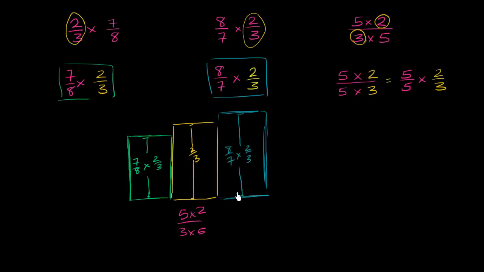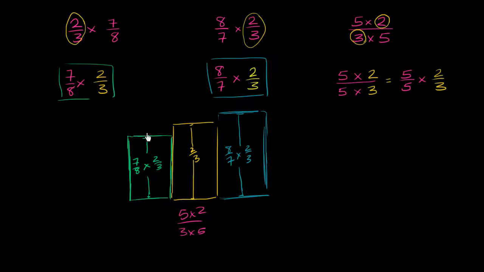So the way that you could have spotted which of these is the largest and which of these is the smallest is to say, well, how are they scaling 2/3? This one right over here, you're essentially multiplying 2/3 by 1. So you're just going to get 2/3. You're not scaling it up, or scaling it down. This one right over here, you're scaling 2/3 down. You're multiplying it by something less than 1. If you multiply it by a number between 0 and 1, then you're going to be scaling it down.